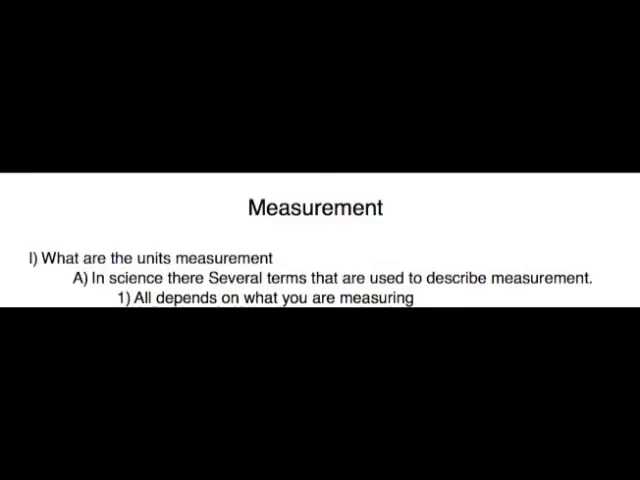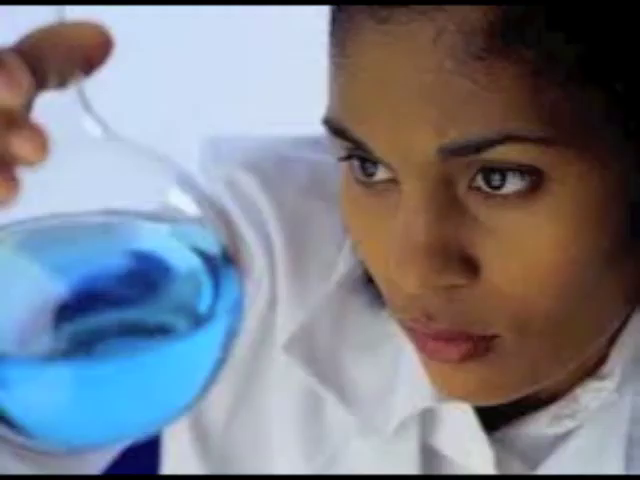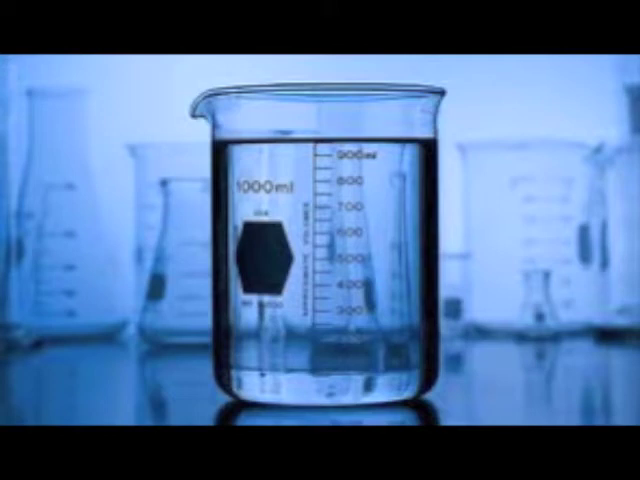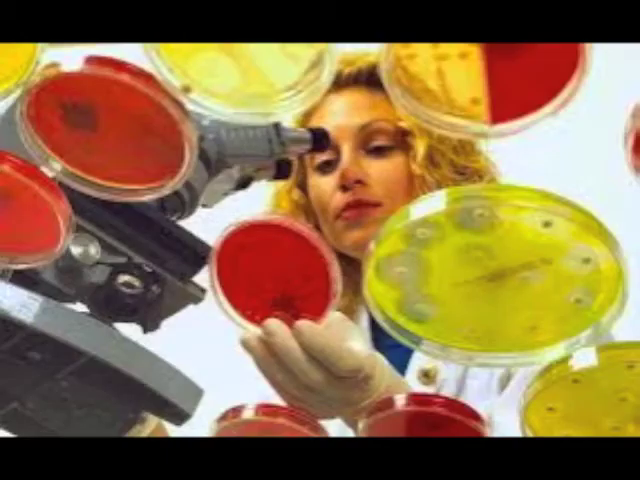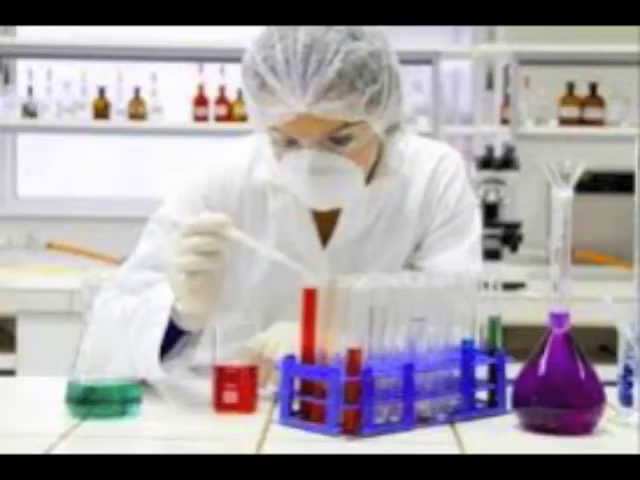Measurement. What are the units of measurement? In science, there are several terms that are used to describe measurement. It all depends on what you're measuring. In science, the metric system is used for several reasons. 1, it makes it easy to convert from large amounts to small amounts. 2, it's universally accepted in being able to measure, and most scientific equipment is based on this. Because science can be so exact, we need to be able to describe what we're measuring in exact terms.